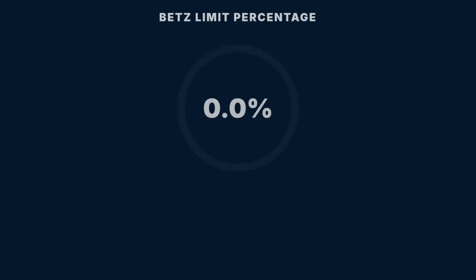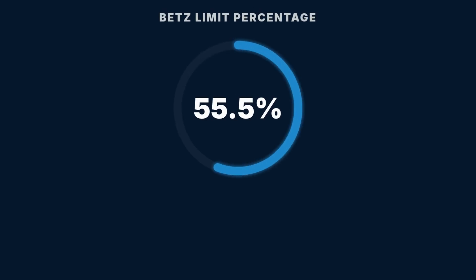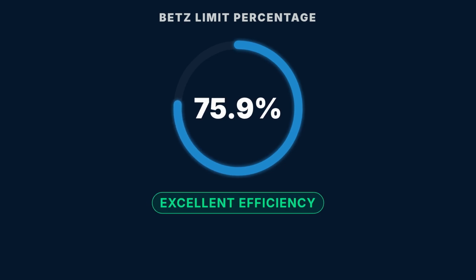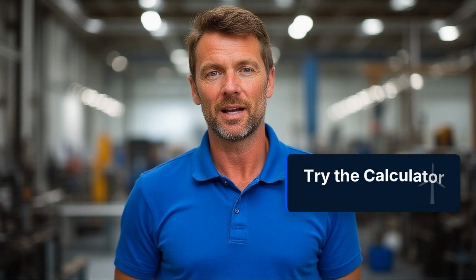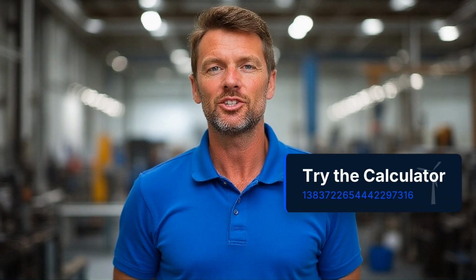The Betz limit percentage shows 75.9% with a status of excellent efficiency, indicating this turbine configuration performs very well. This tool streamlines wind turbine analysis for any engineering project.